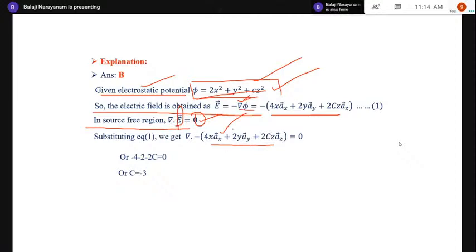So substitute that one here. So how do we get that? ∂/∂x of 2x² is 4x. So here we got 4x. ∂/∂y of y² is 2y, we got it. ∂/∂z of cz² is 2cz, we got 2cz here. And that is to be dot-producted with the del operator.